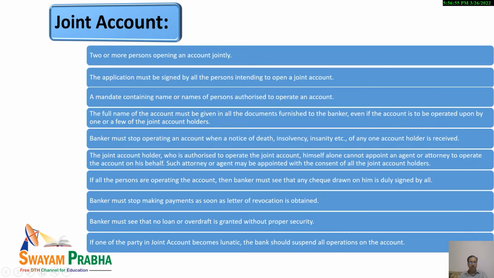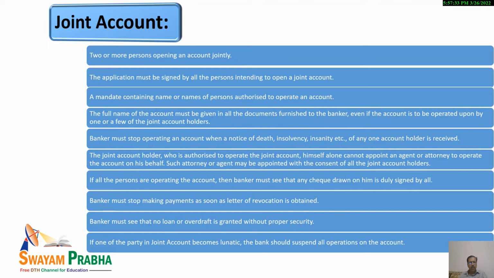Now, dear students, joint account. I think you know it very well. What is a joint account? When two or more persons open an account jointly, the account that is opened is known as a joint account. As I have already told you in the case of lunatic also, if out of three persons, one person becomes a lunatic, in that case, the bank should suspend the joint account and its operations altogether. Now, that was the unique case.